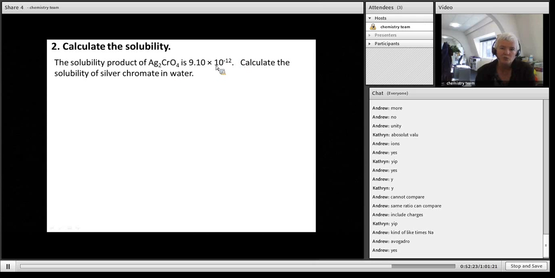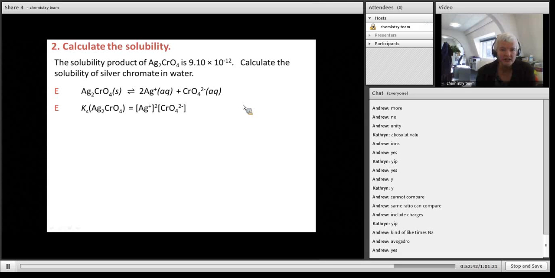Another sort of giveaway, it tends to be quite a small number, but you can get, say, 10 to the minus 6 as well, which is often the same as a solubility. So just be aware of that. Right, so here we calculate. Remember, first of all, the equation and expression, see which one we have to square. Now, the easiest way to do it is let silver be 2s and chromate be s. That's to use the shortcut rule.